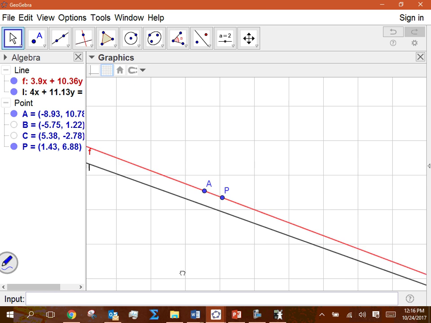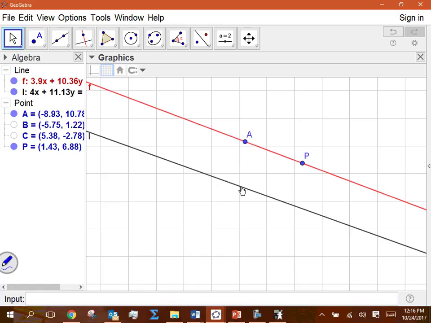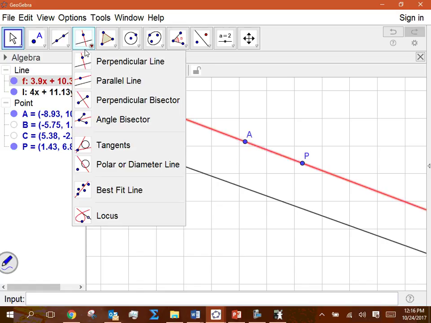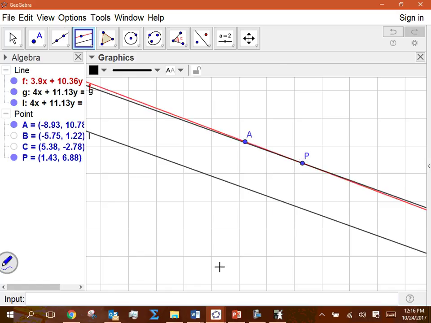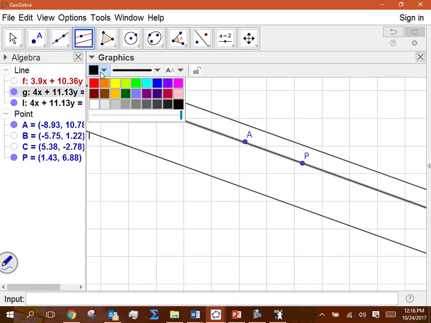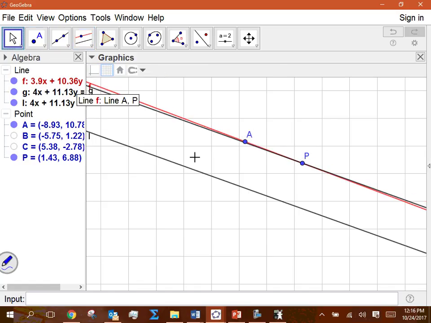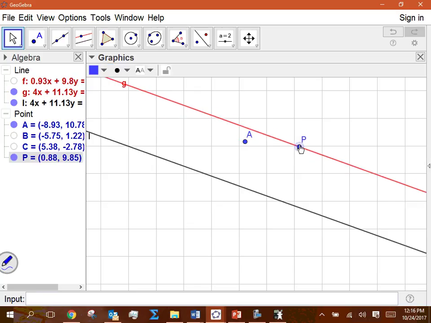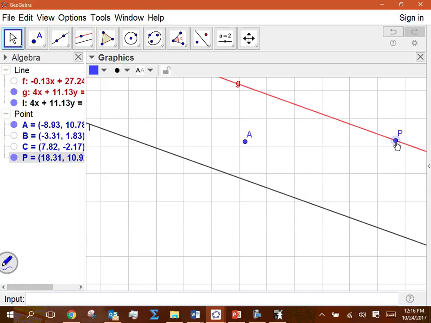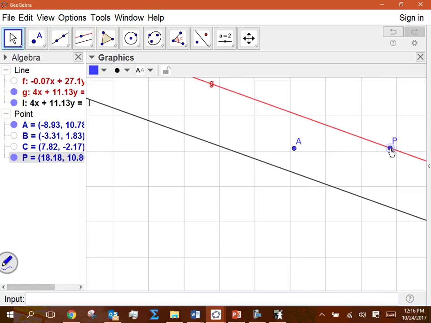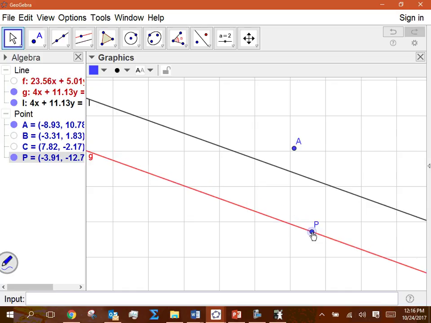What is being said here is that there is one and only one line, this red line, that is going to go through P and be parallel to that black line. That red line goes through P and is parallel to this black given line. Does that kind of make sense? And you see that it doesn't matter where P is. P could be here, and we highlight that one line that is parallel to the given line through P, okay?